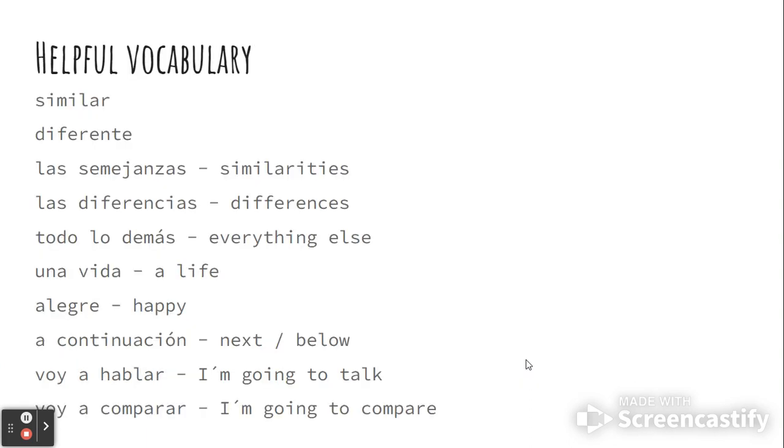Here you've got some helpful vocabulary. If you want to talk about being similar, different, similar, diferente, you might need those in the noun form. So las semejanzas, these are your similarities. Las diferencias, differences. Todo lo demás, everything else. You might want to talk about your life, una vida. You could say alegre, happy. You should know triste already. A continuación, next or below. And then these expressions: voy a hablar, I'm going to talk. Voy a comparar, I'm going to compare.